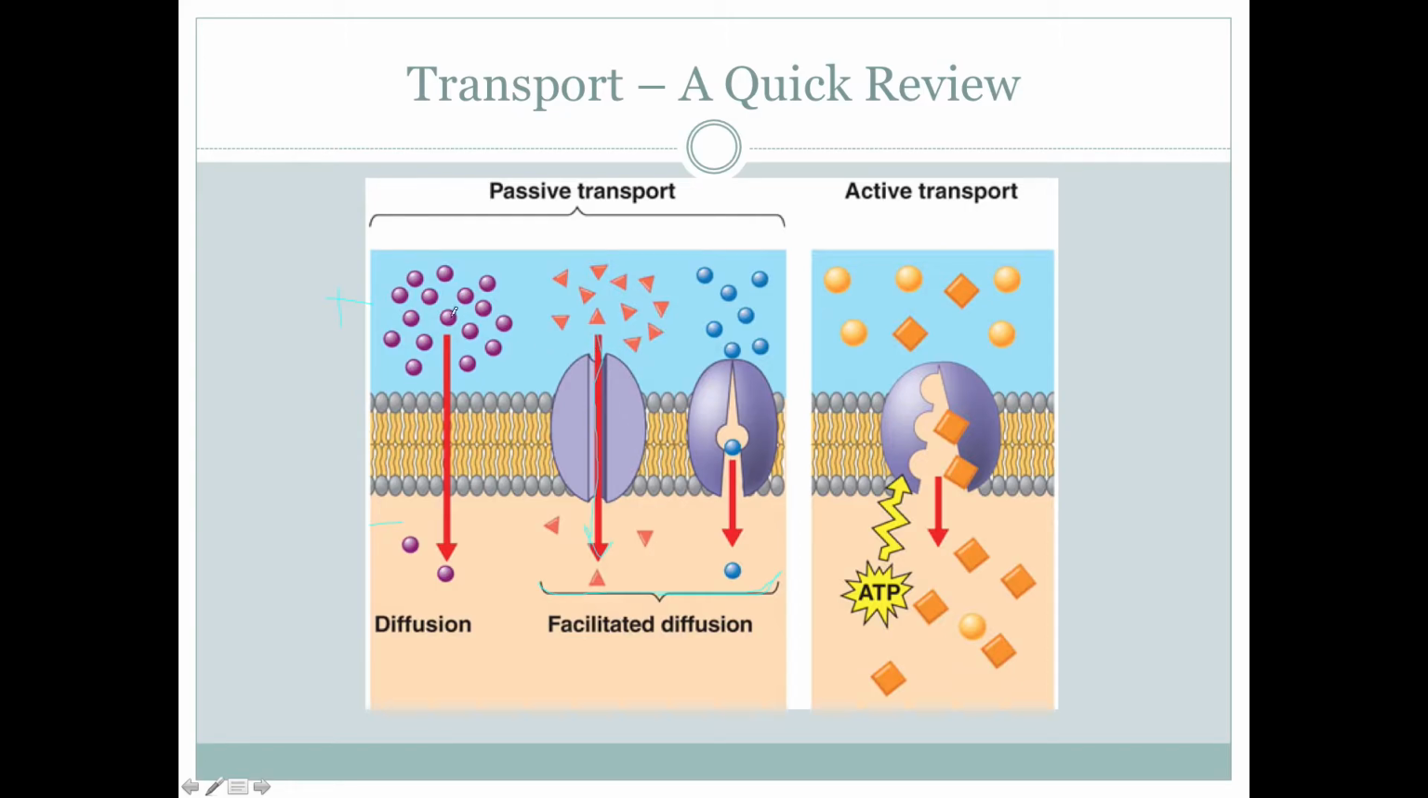So this would be like ghosts can move right through the wall because they're ghosts. They can dissolve through a wall. People can't do that. We have to take doors. We have to move through an open door. This would be like a mechanical rotating door. So these are still high to low concentration, and they don't use energy, so they're all passive.